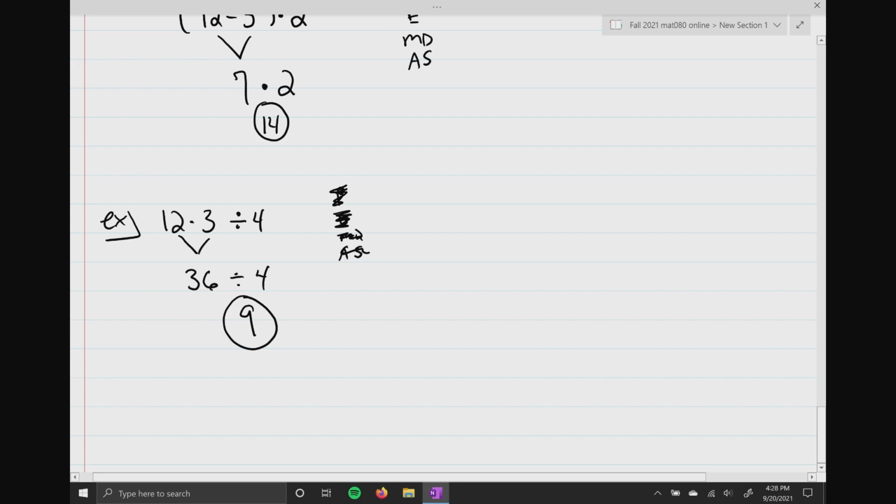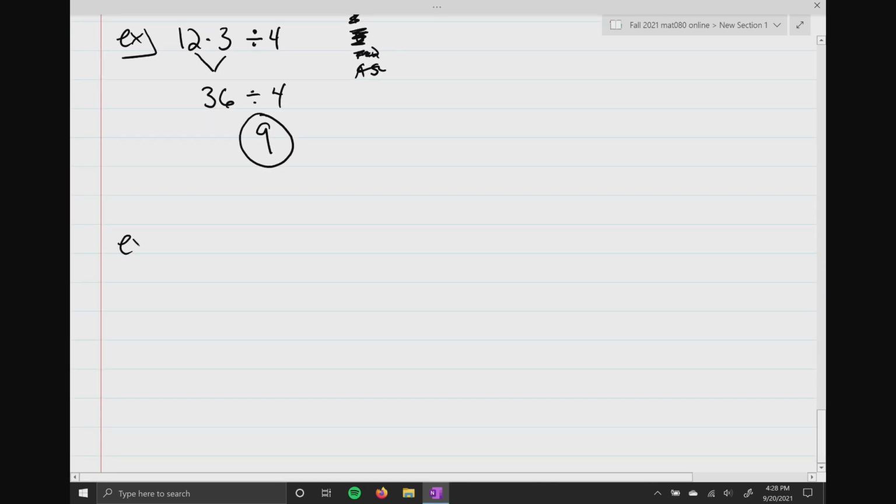Now, the problems are just going to get a little bit more complicated, meaning there's going to be more numbers, okay? So here's an example here.